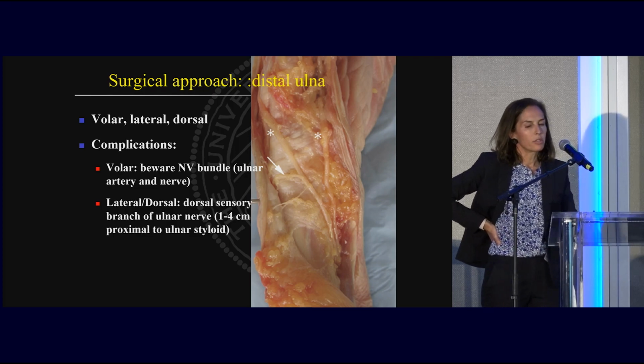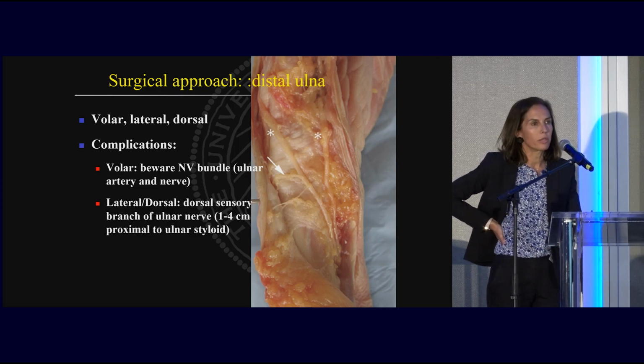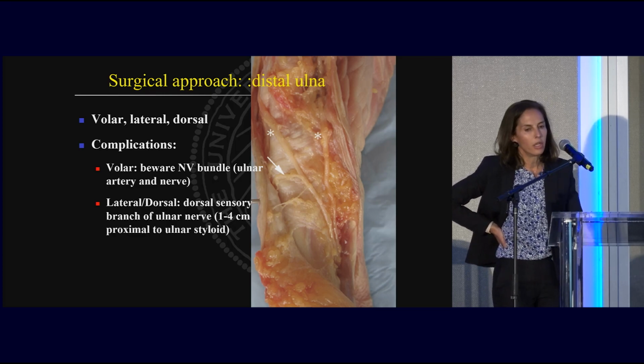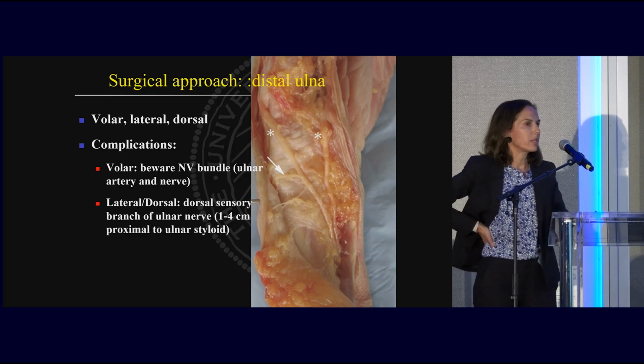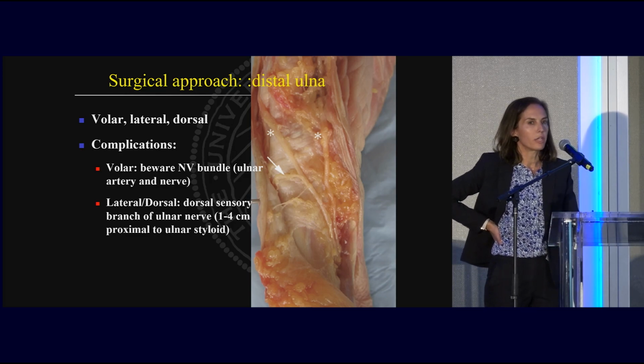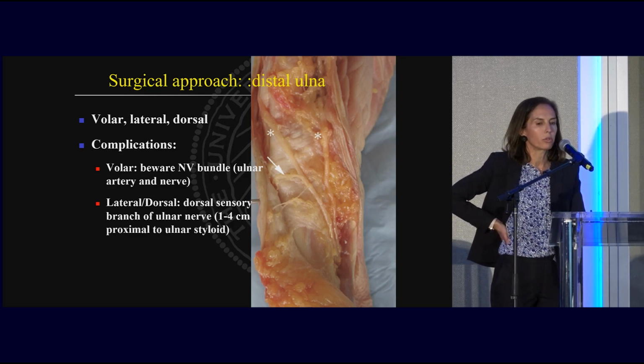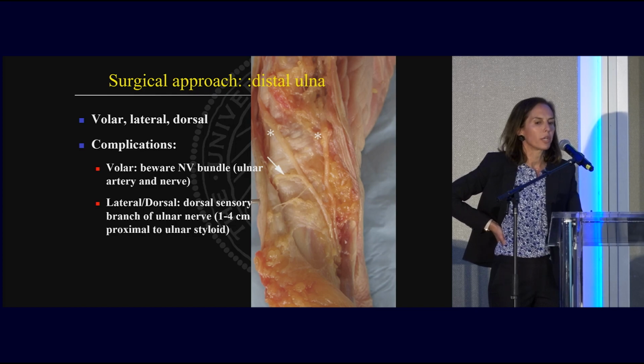The complications, as we talked about earlier, it's really important to know where that sensory nerve is. The dorsal ulnar branch of the ulnar nerve comes off about 5 centimeters proximally, and it's important to look and trace out those branches if you're going to put a volar plate, a dorsal plate, or a straight lateral plate. And do know that most of the time when you put in distal ulnar hardware, you're going to end up taking it out.